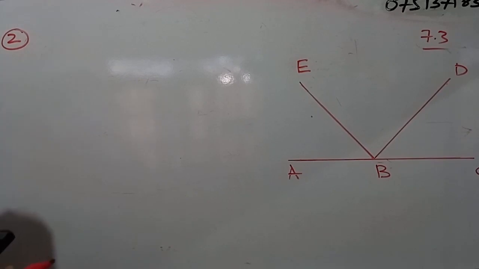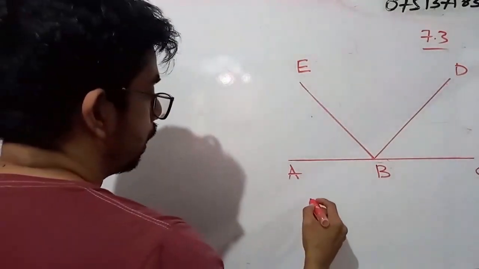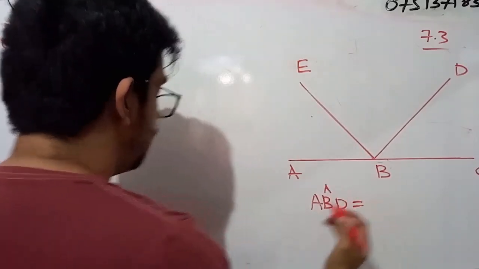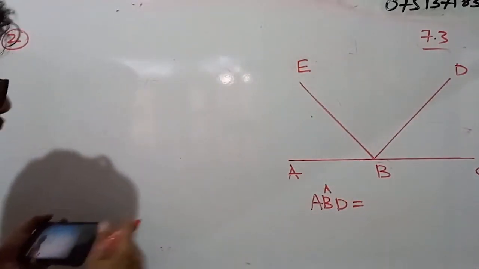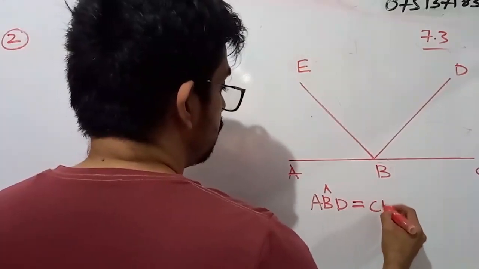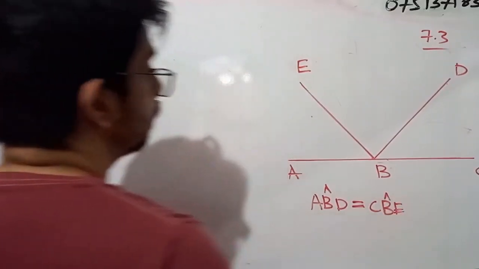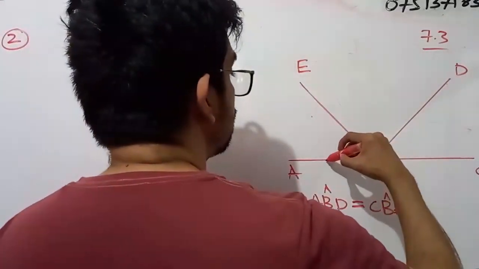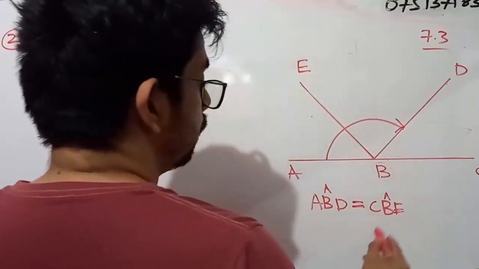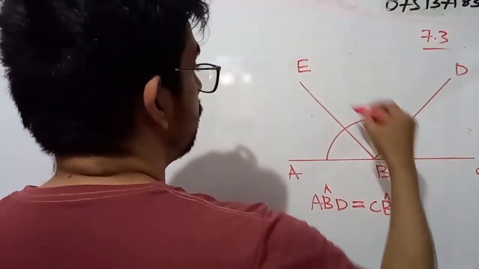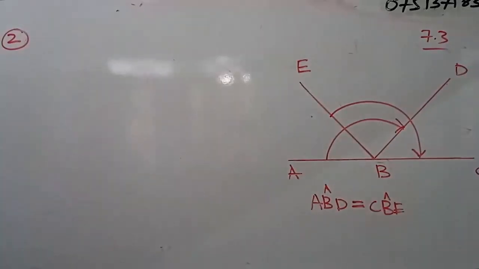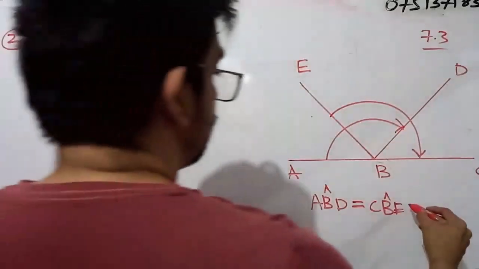Right. The point B is located on the line AC. If ABD is equal to CBE, ABD is equal to what? CBE. Right. Now take a look at the diagram. ABD means this whole angle is equal to CBE. This angle. Right. So that is given to us.